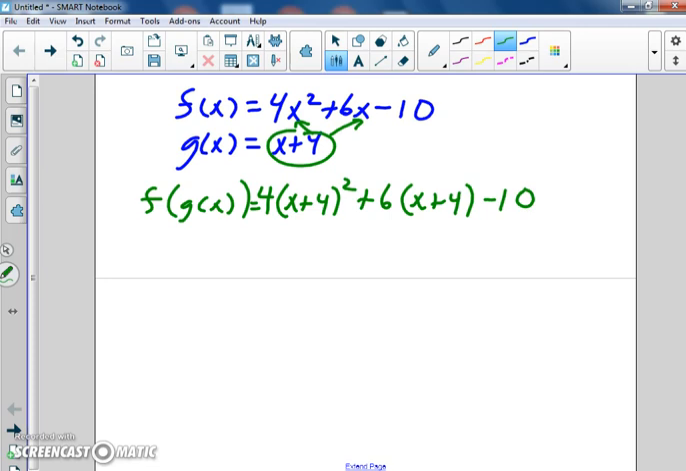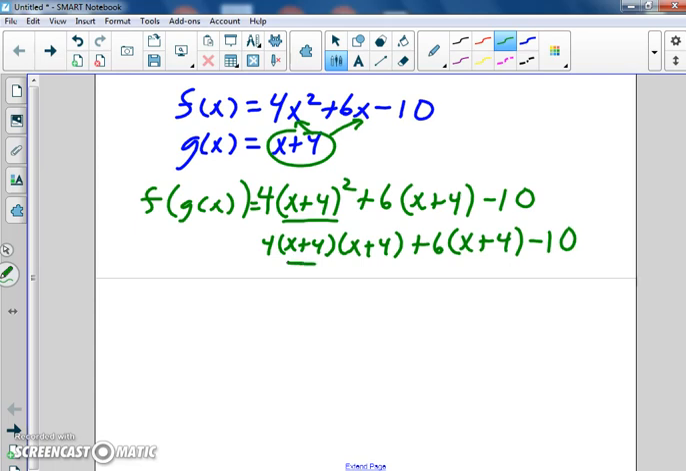Now remember what we talked about. When you see this squared, it means you write it out twice. So you're going to write x plus 4 and x plus 4. Now remember what happens here. This is a FOIL or a box. When you FOIL or box them together, you should get x squared plus 8x plus 16.